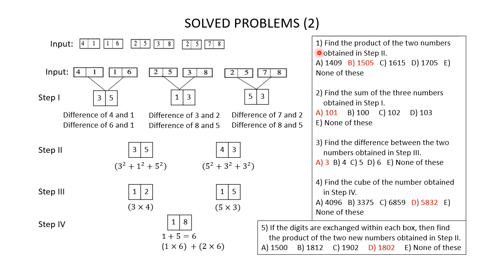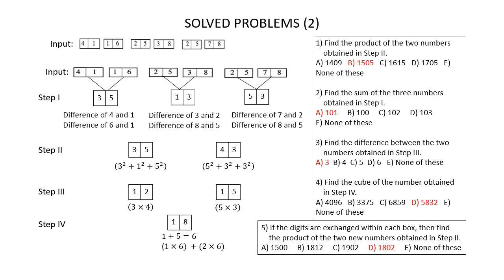Question number 1. Find the product of the two numbers obtained in step 2. So here you are given 5 options and you have to find out which of these options is the correct one. So here you are asked to find the product of the two numbers in step 2. So you have step 2 here and the two numbers in step 2 are 35 and 43. So 35 multiplied by 43 is 1505. So the correct answer here is option B, 1505.